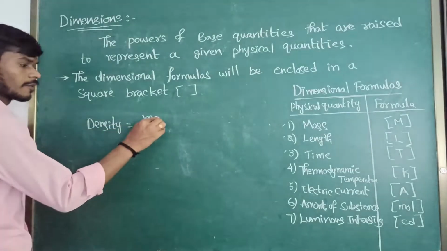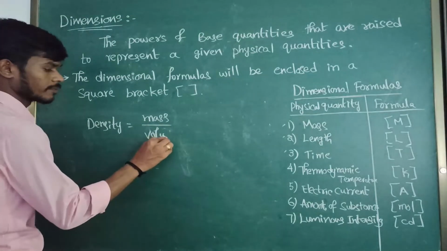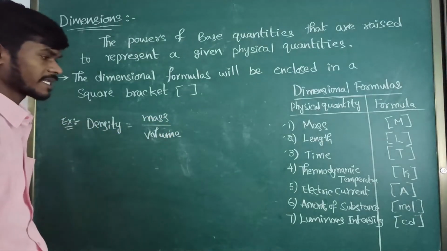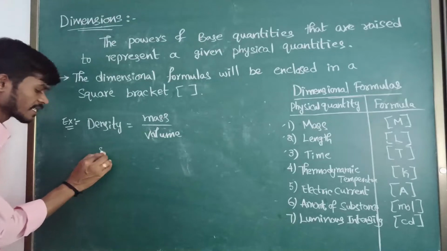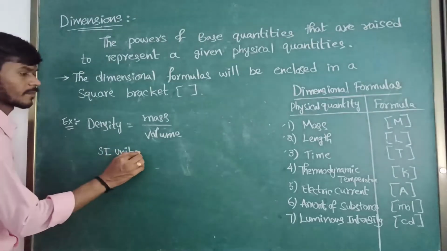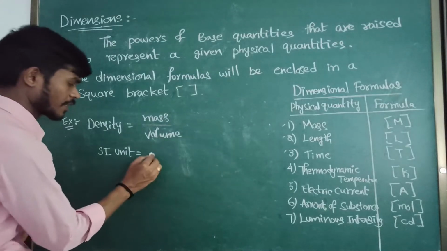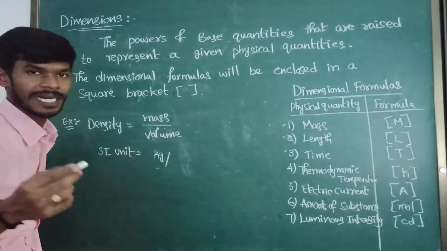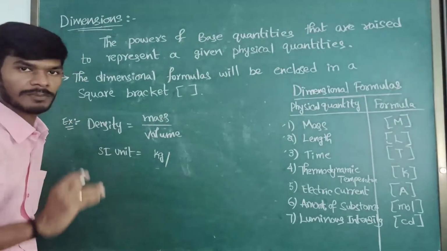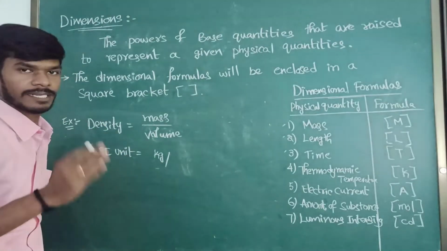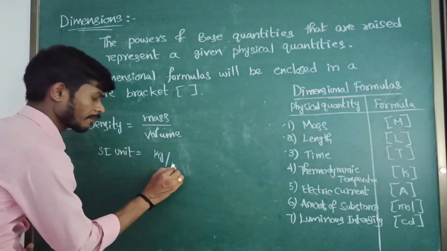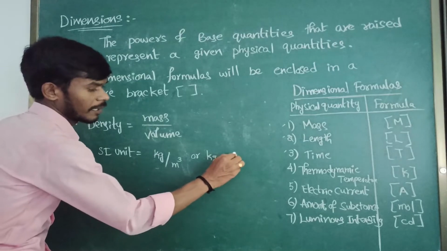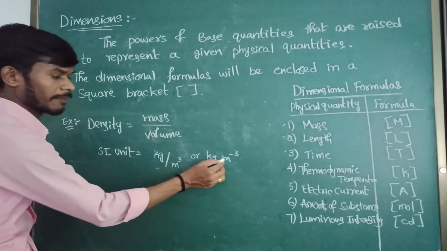In this way we write the dimensions of different physical quantities. Density is equal to mass by volume. The formula of density is mass divided by volume. Then what is the SI unit of density? The SI unit is kilogram by volume. In terms of SI, volume is length into breadth into height. The length unit is meter, the breadth unit is meter, and the height unit is also meter. So meter into meter into meter is meter power 3. Then this can be written as kilogram meter power minus 3.